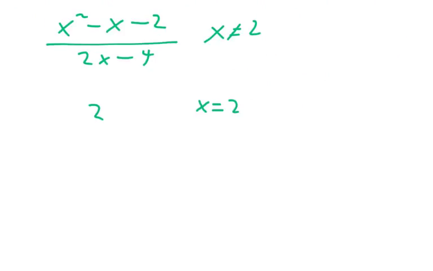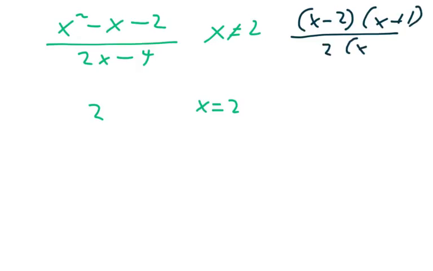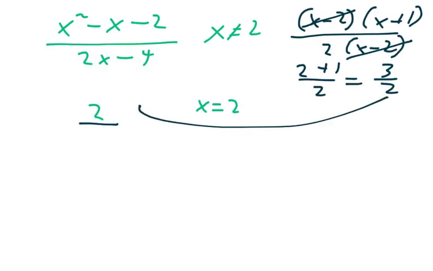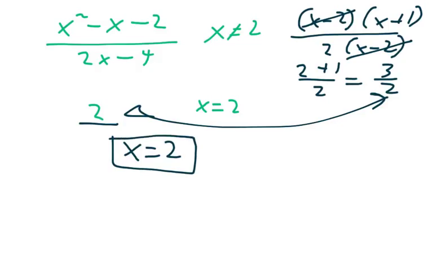Alright, for this next problem, I need to figure out what's happening on the top. So we got x minus 2 times x plus 1 divided by 2 times x minus 2. And we're trying to find the limit. So those two cancel. So I plug in 2. 2 plus 1 over 2 is equal to 3 halves. And over here I have 2. Since these two things do not match, that means that there is a hole at x equals 2. And if it's a hole, then it is a discontinuity.